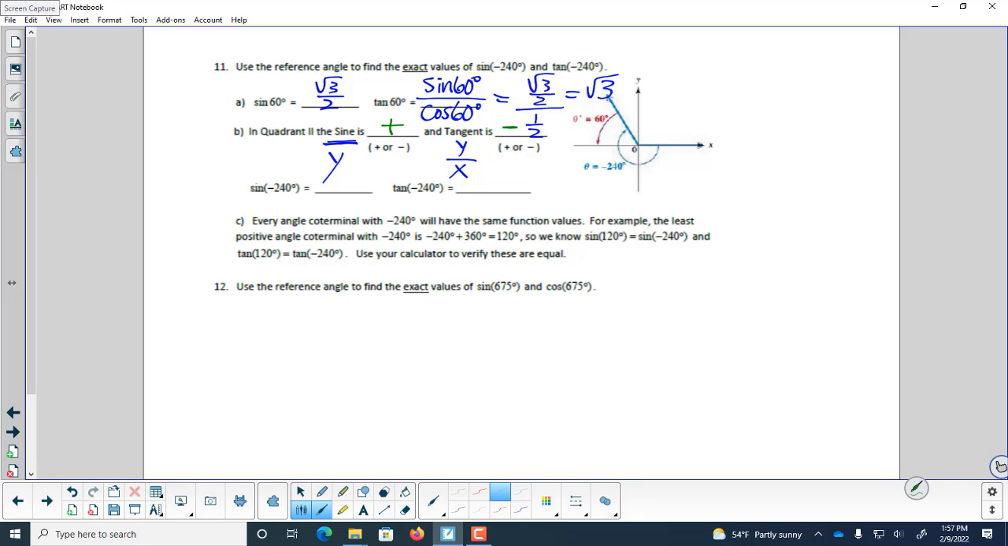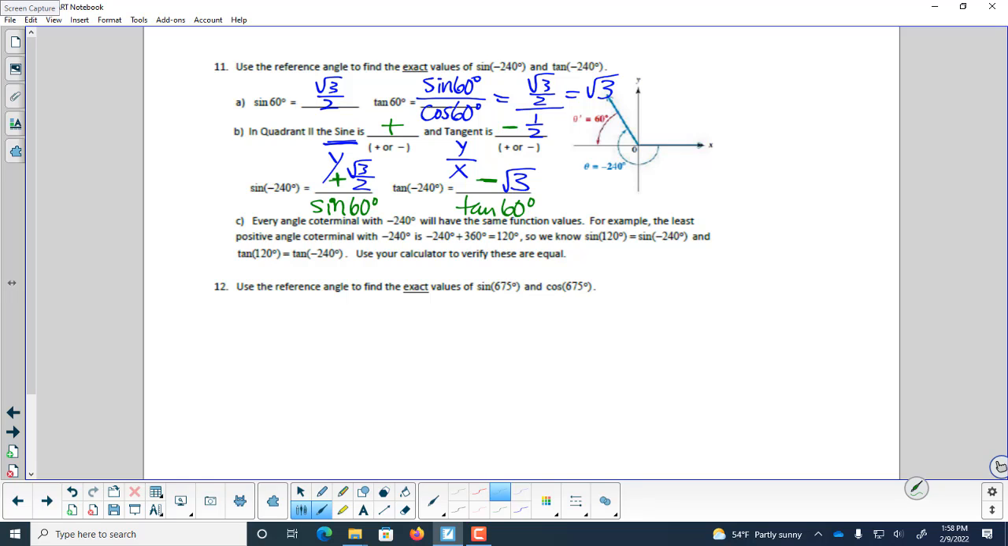The sine of negative 240 is going to have the same value as the sine of 60, its reference angle, but they're going to be different by a positive or a negative, possibly, okay? So it's going to be root 3 over 2, and it's going to be positive, so we don't have to change it. Tangent is going to be the same as the tangent of 60, so it's going to be root 3, but is tangent positive or negative in quadrant 2? Negative, so you have to add the negative.